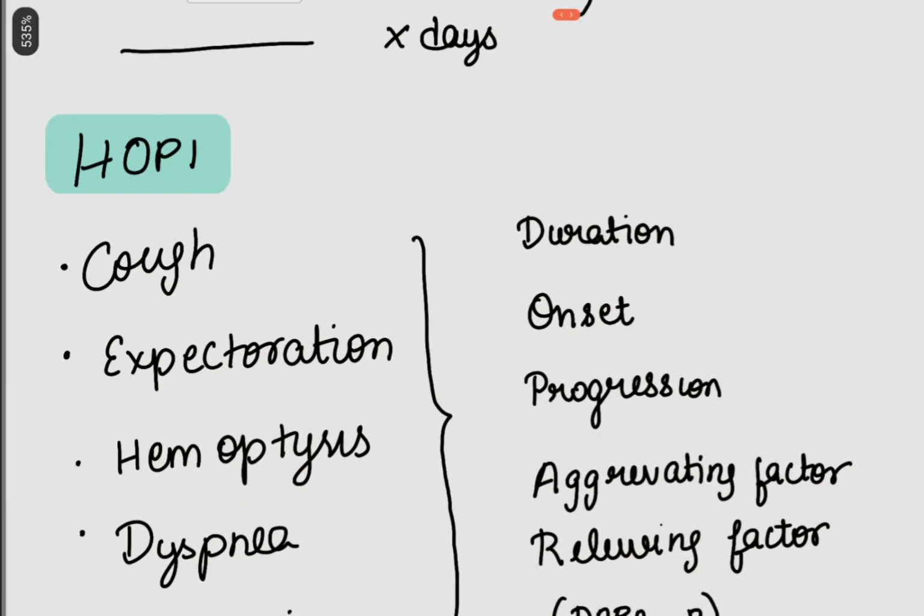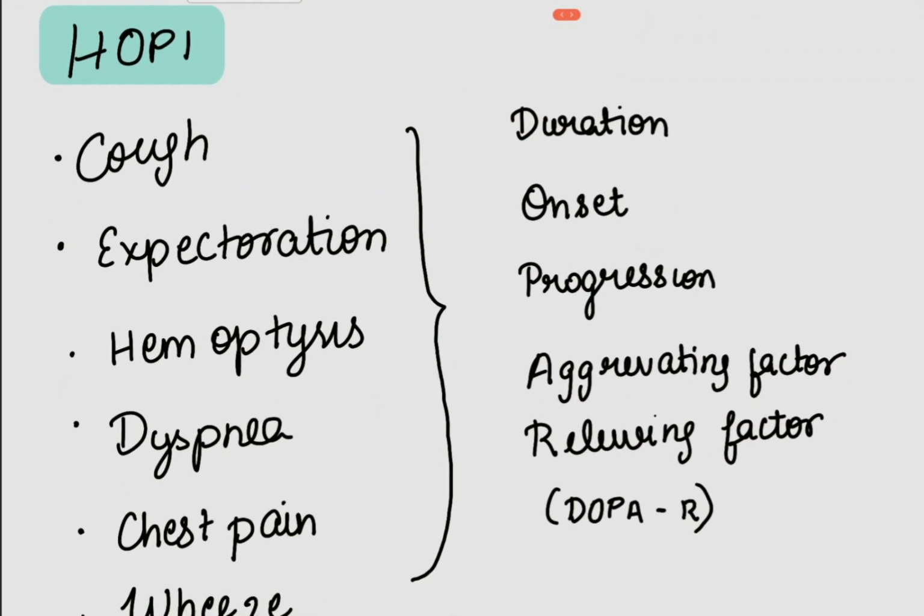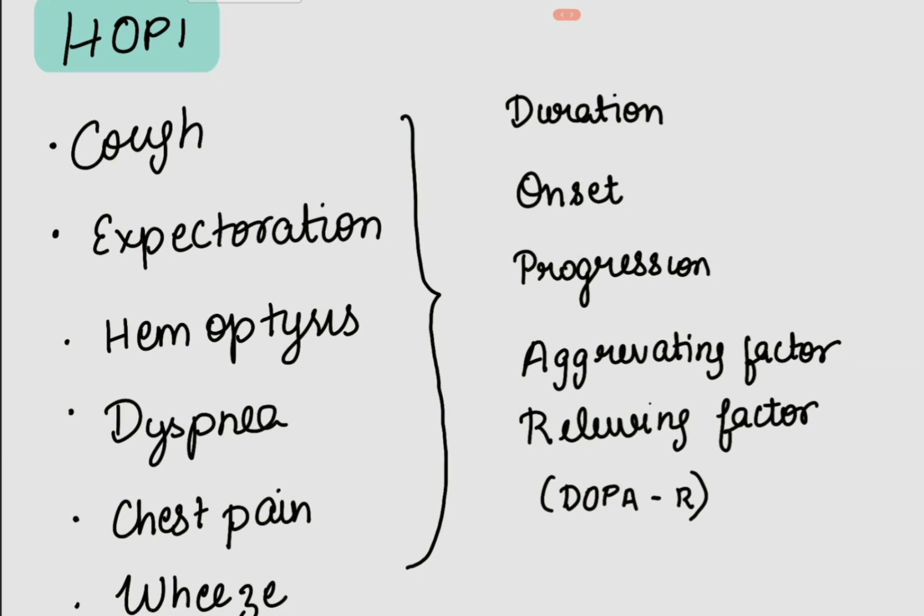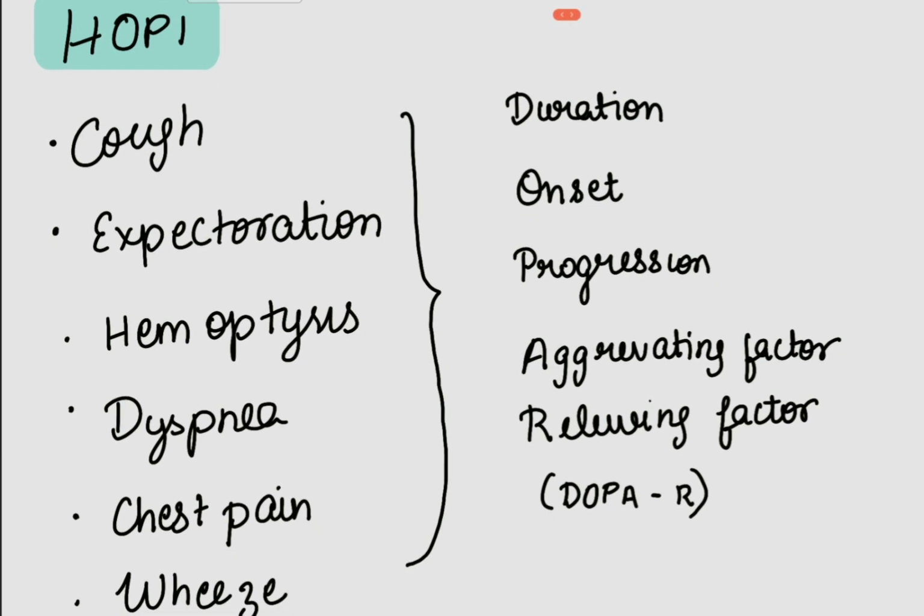Then in HOPI, in RS case, we have major symptoms such as cough, expectoration, hemoptysis, dyspnea, chest pain, wheeze. When you look at this, you have to study each of them individually, and there is another set of questions you have to ask the patient, such as duration, onset, progression, aggravating factor, relieving factor. These are a set of general questions you should know. Don't miss to mention them in your history case.